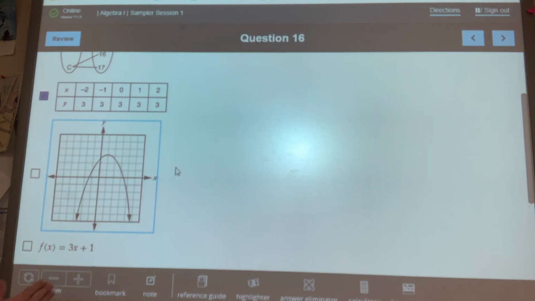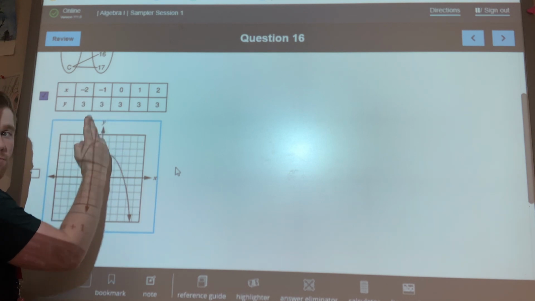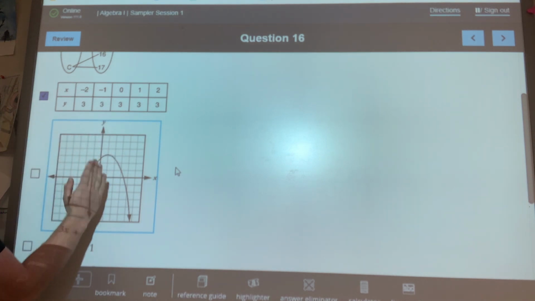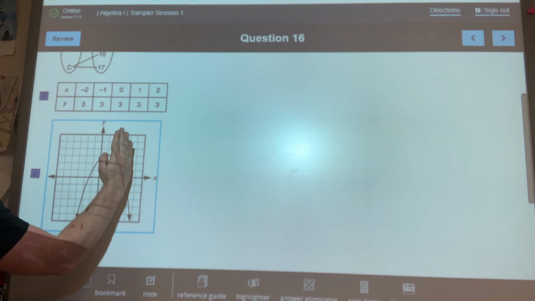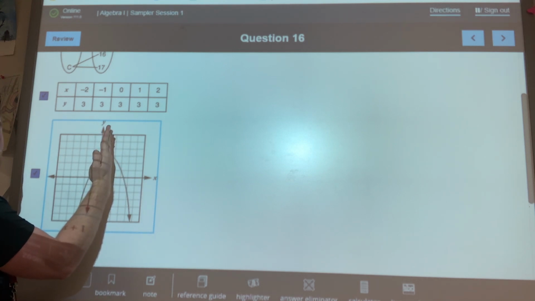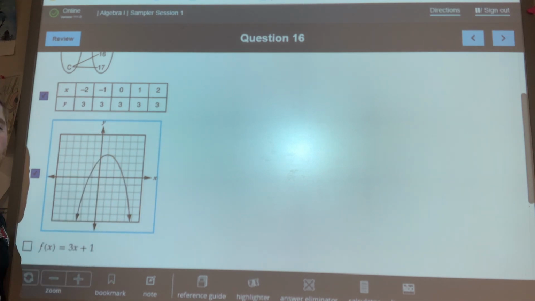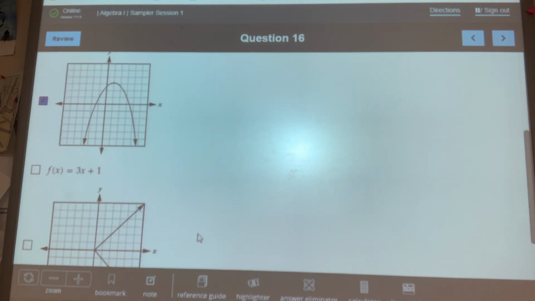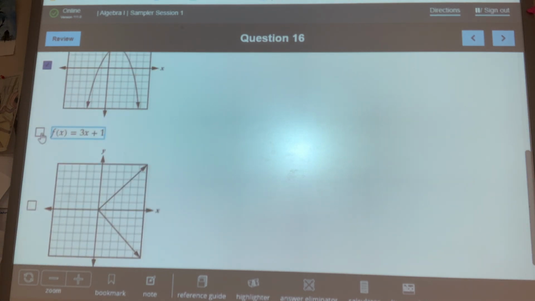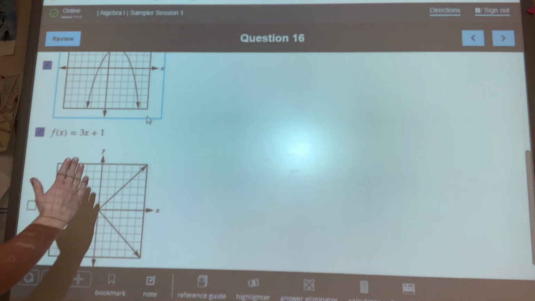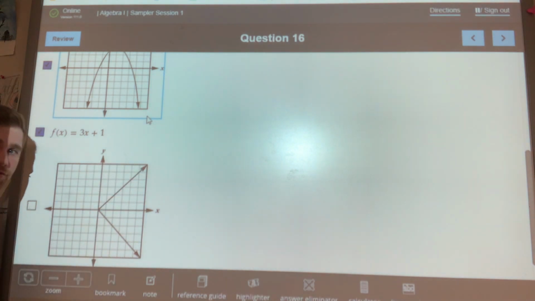This one passes the vertical line test. Remember, you put your pencil on the graph. If it crosses over once, you know it's a function. If it crosses over twice, it's not a function. So we know that one is. This is a linear equation, so we know that one's a function. And we know this one's not a function because that does not pass the vertical line test.